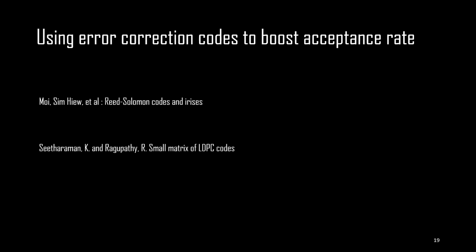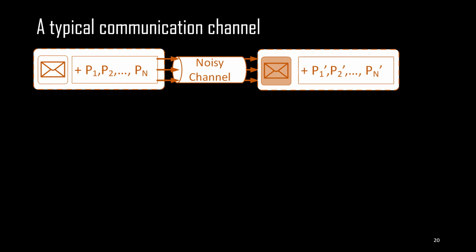So one of the teams used a really solid code to enhance the iris recognition system, and the other used a small-matrix LDPC code to enhance the iris recognition. All these works can be abstracted into a channel model, so let's see how it works. Here is the typical communication channel. It's very simple, but quite normal.